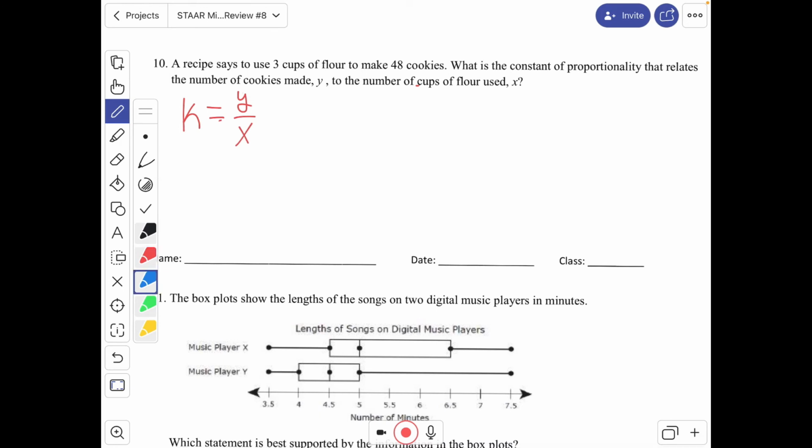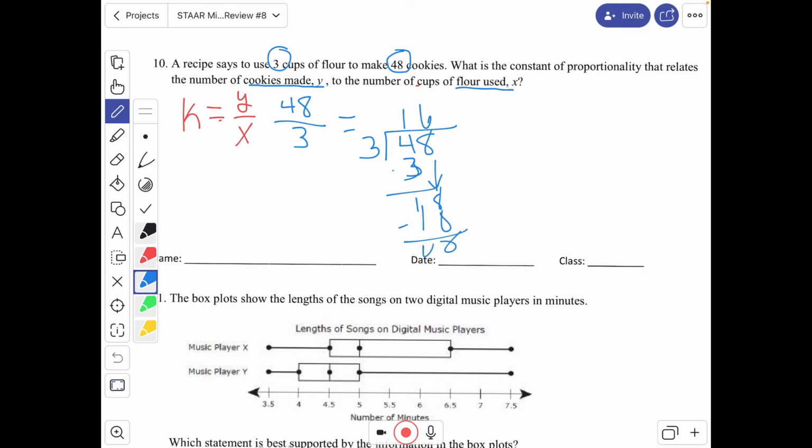We need to put the Y on top, and according to this problem, the Y is the cookies, which is 48. And X is the flour, 48 over 3. And we need to simplify that because that is an improper fraction. So 48 divided by 3 is 16. The constant of proportionality is 16.